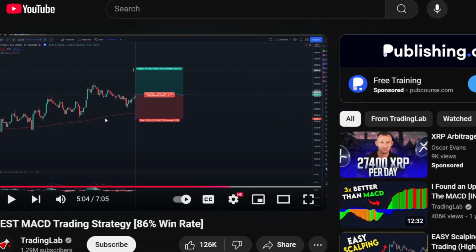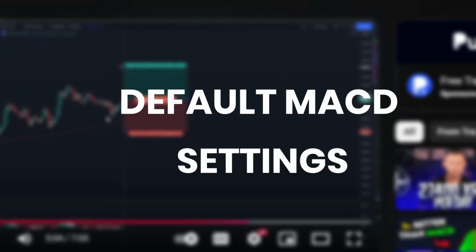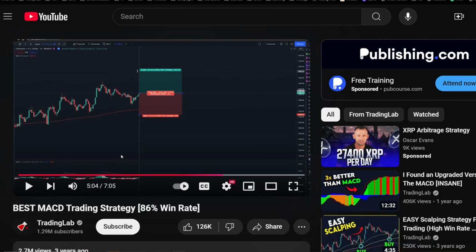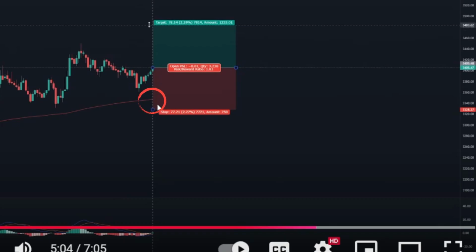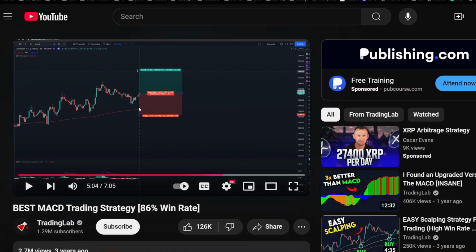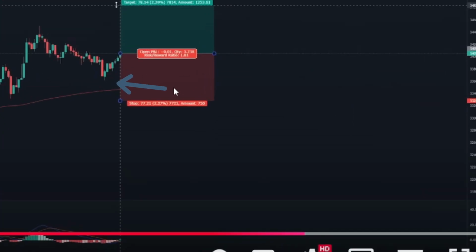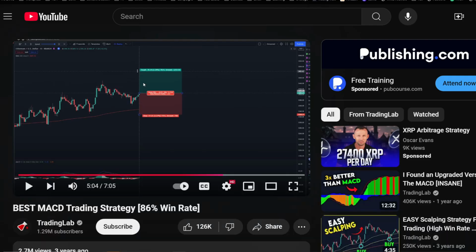Also, in this specific strategy, the MACD settings are the default. For the stop loss, he puts it above or below the 200 EMA, depending on if it's a buy or sell. I'm not going to do that. I think I'm going to use the latest swing point. And for his take profit, he uses a 1.5 risk reward ratio, and we're going to keep that the same.